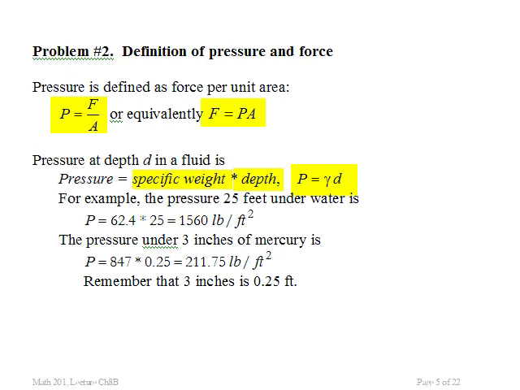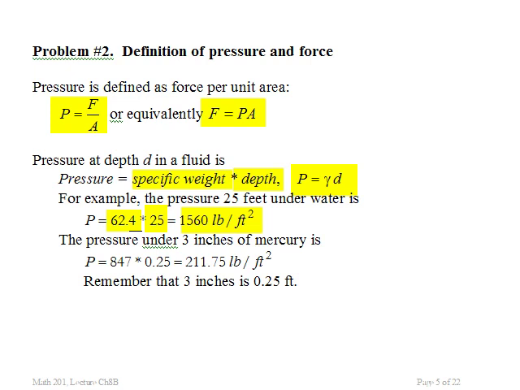For example, what is the pressure under 25 feet of water? The specific weight of water is 62.4. Okay, we're using pounds per cubic foot, times 25 feet. This gives me pounds per square foot. Now that makes sense because force is in pounds, and pressure is force per unit area. So here you see the unit area.